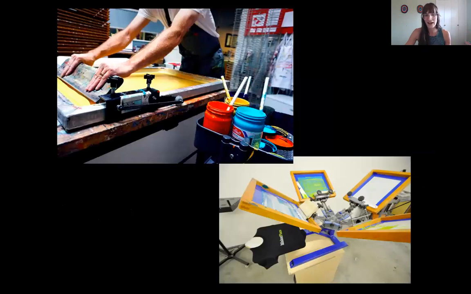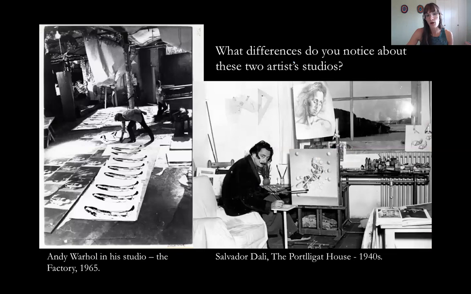It looks like this if you go to a shirt shop, but obviously very similar to what Warhol was doing in his studio. So let's take a look at his studio. And here I actually want us to take a look at two different artists' studios. One is Andy Warhol in his studio. We've been talking a little bit about him.